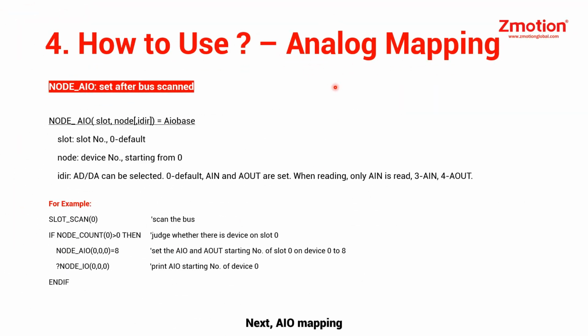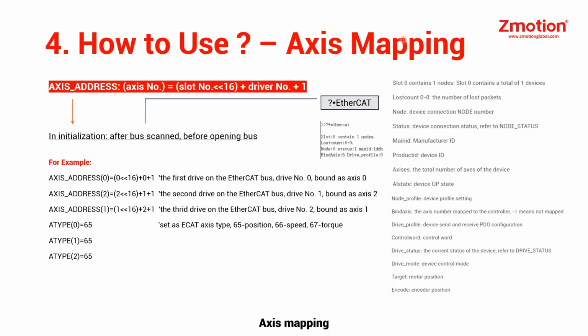Next, AIO mapping. Actually, same as I/O mapping, but the command is NODE_AIO. Slot is also slot number. Node means device number. The last one, AIO mapping number. Default 0 means AIN and AOUT are both set. If it is 3, IN only is set. If it is 4, only OUT is set. For example, scan the bus. Then map AIO number.